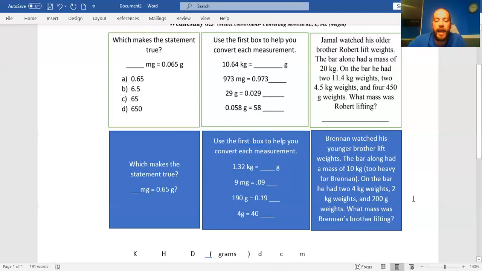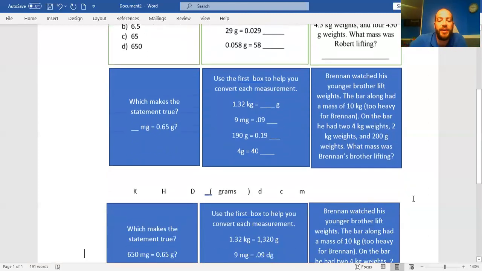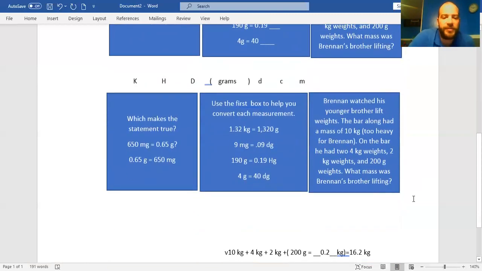Okay. Everything I verbally said is now down here. So 0.65 grams turns into 650 milligrams. And then your 1.32 kilograms turns into 1,320 grams. 9 milligrams turns into 9 hundredths of a decigram. 190 grams turns into 19 hundredths of a hectogram. And then 4 grams turns into 40 decigrams.